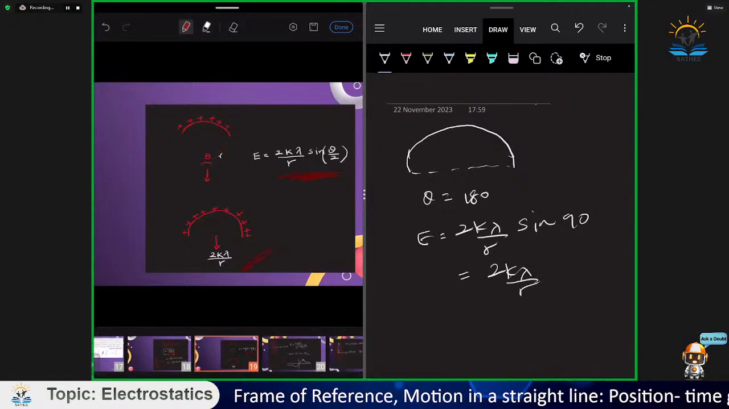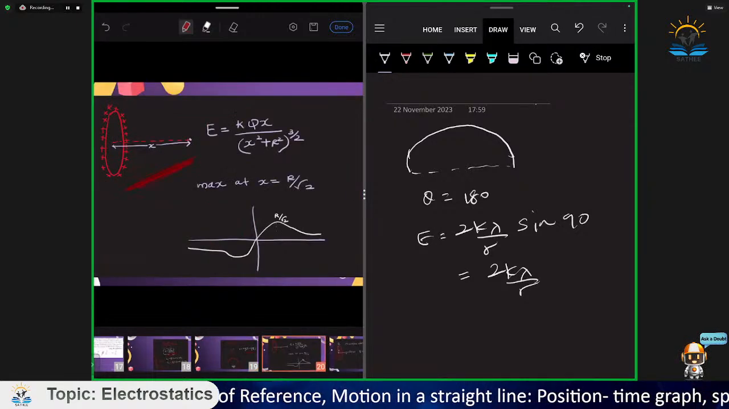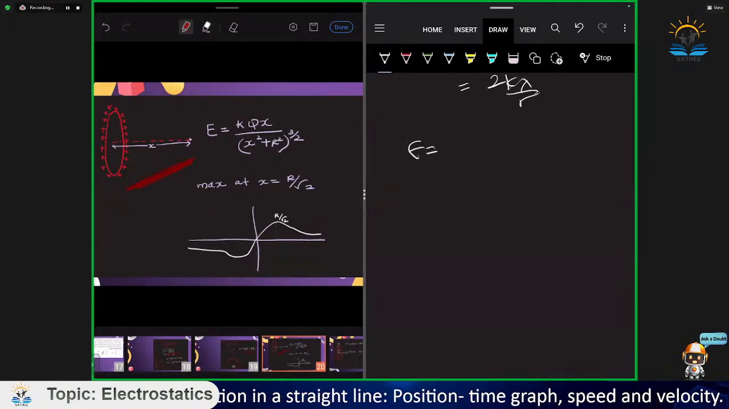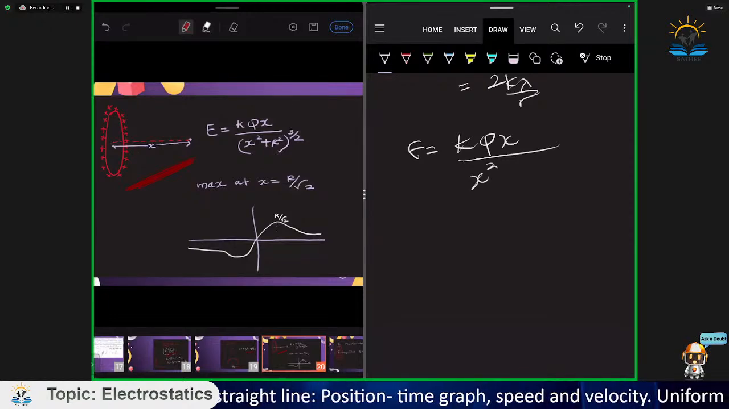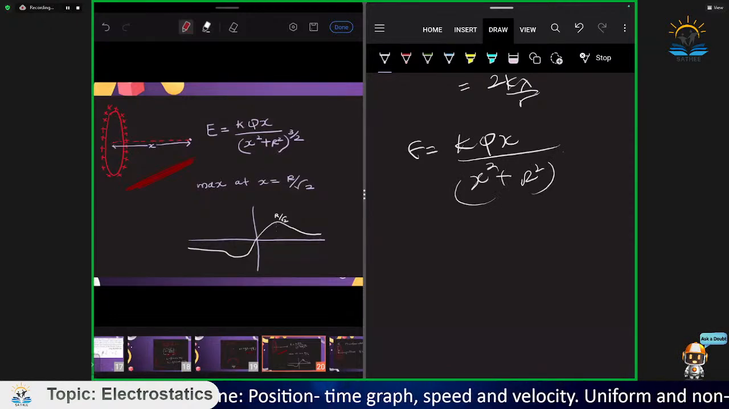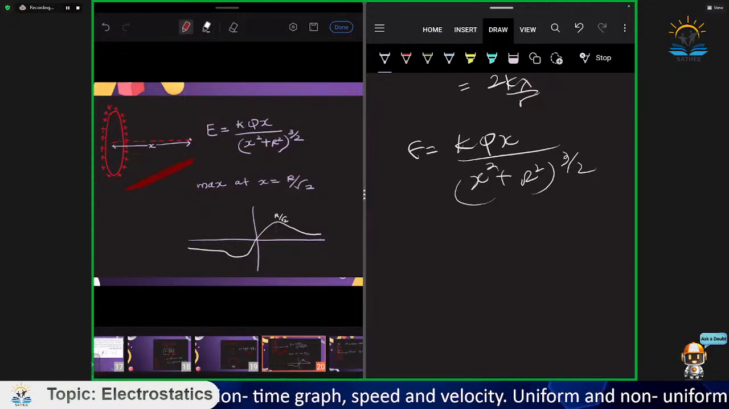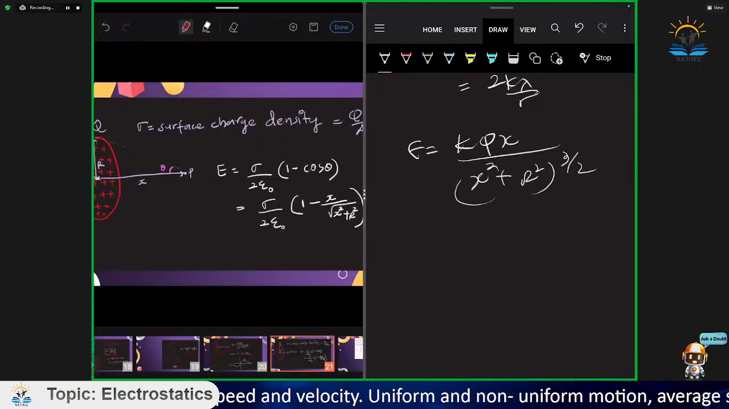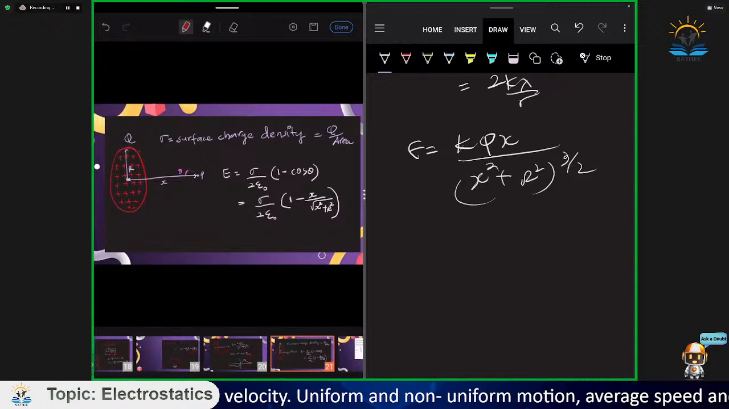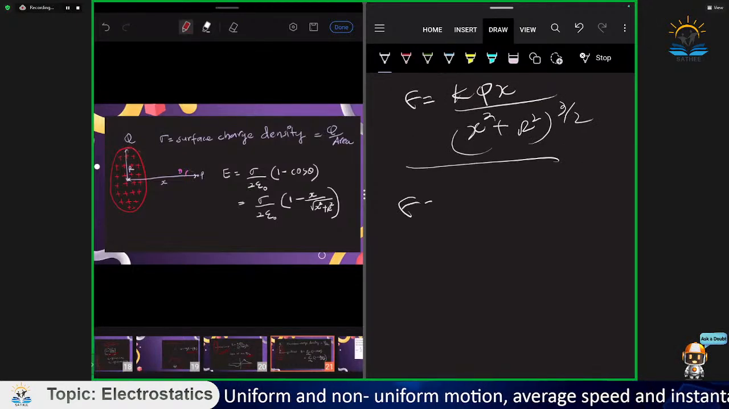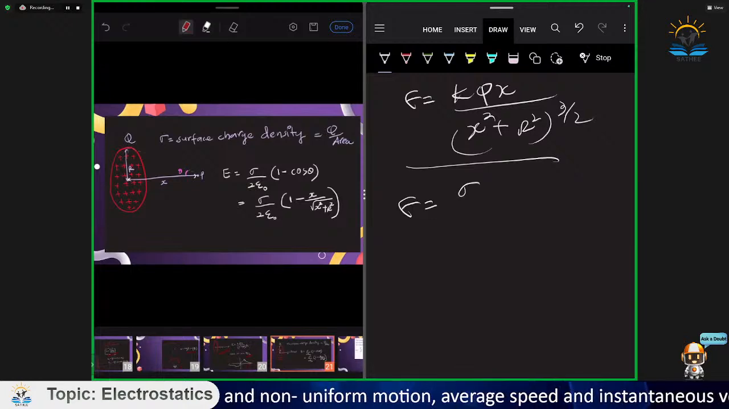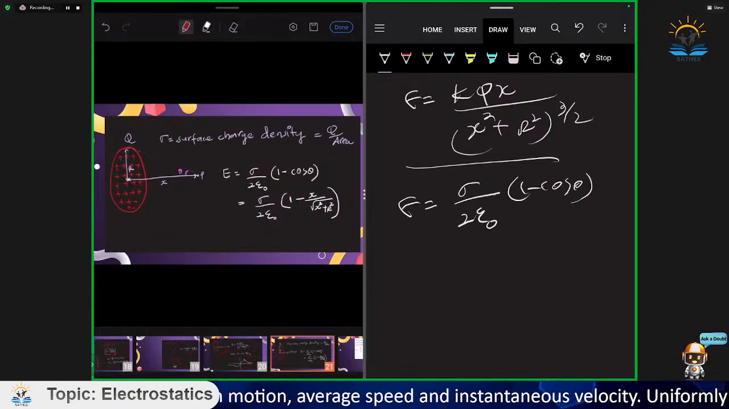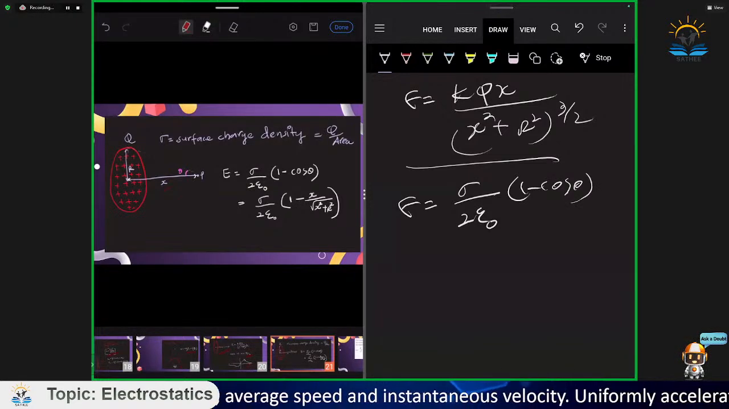Next, ring. Due to a ring, at a distance x on the axis, the field is KQx divided by (x square plus R square) whole raised to 3 by 2. At x equal to R by root 2, the electric field will be maximum. This is the graph. And due to a disk, where sigma is surface density Q by area, the electric field at a distance x, making angle theta, is sigma by 2 epsilon into (1 minus cos theta). Cos theta we can write as x by root of (x square plus r square).